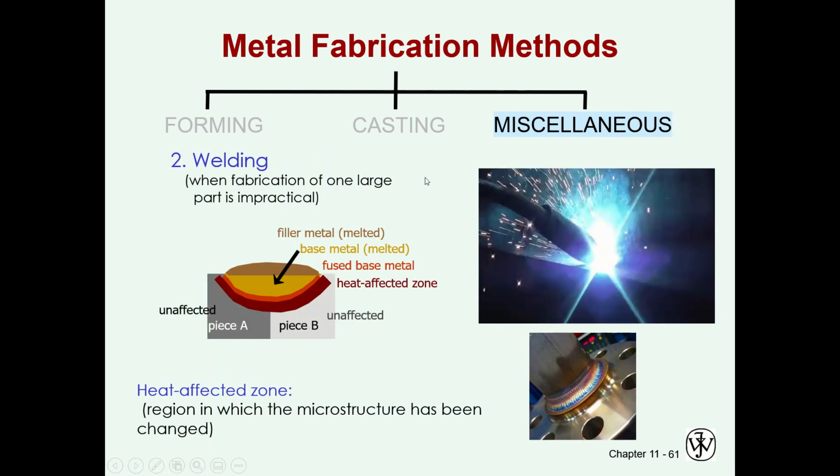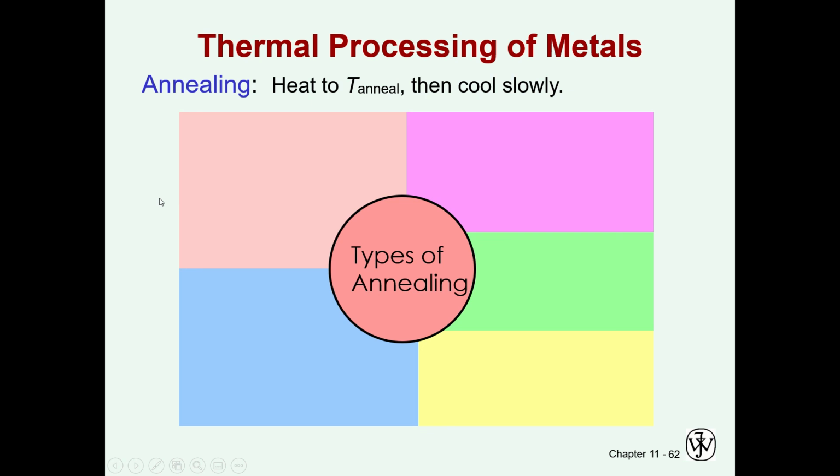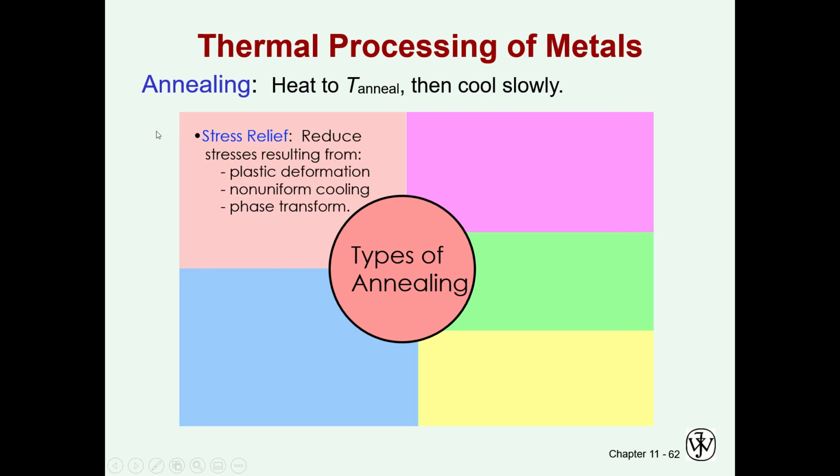Right, so now we're going to talk about the thermal processing. Before, we talked about the mechanical aspect, and now we're going to talk about thermal processing. So this is how heat affects the property of the metal itself. There are many kinds of annealing. First we have stress relief, and we use stress relief annealing to reduce stresses from plastic deformation, from cold working, and non-uniform cooling and phase transform.